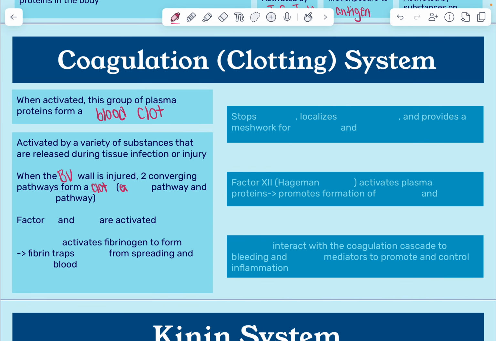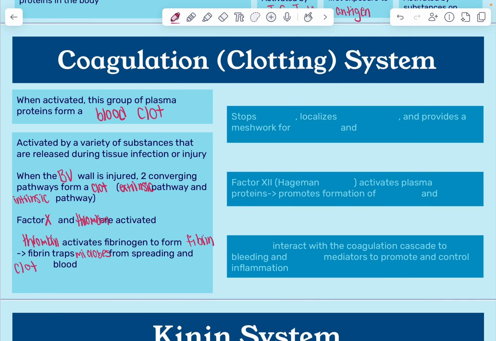You have the extrinsic pathway, and an example of this would be tissue factor, and you have the intrinsic pathway, and an example of this would be contact activation. This system is going to help activate factor X as well as thrombin. And thrombin is going to help activate fibrinogen to form fibrin. And fibrin is going to help trap microbes from spreading, and it's also going to help clot the blood.